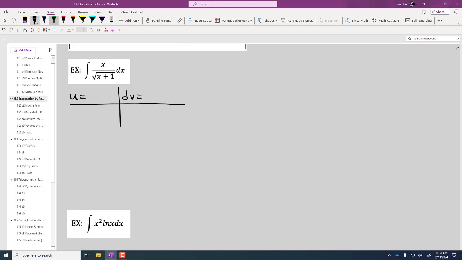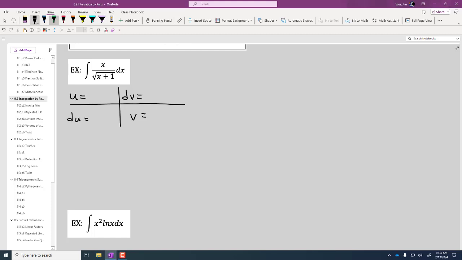And there's not a great rule of thumb for what works best. My advice is to put the biggest part that you can integrate into dv, because over here we're going to integrate, over here we're going to differentiate. We're putting dv here, and we're going to build v from dv by integrating. And over here we're going to build du from u by differentiating. So the integration is always harder than differentiation. So if we can pick apart this and get the biggest chunk that we can easily integrate, that's usually the best strategy. All right, so obviously if we put the x over here, we can integrate that really easily.